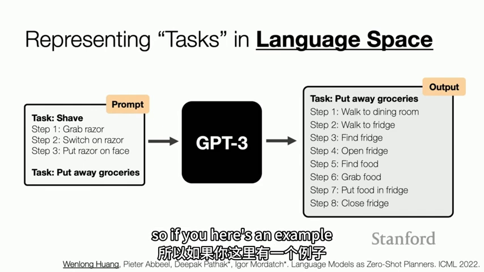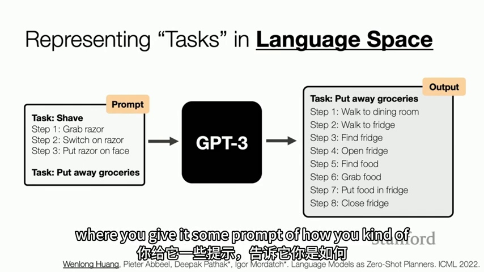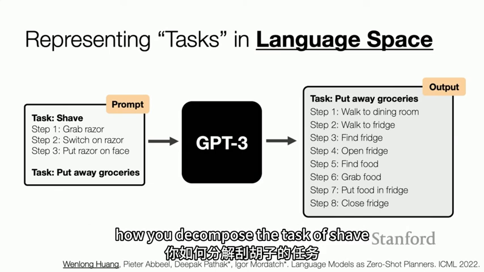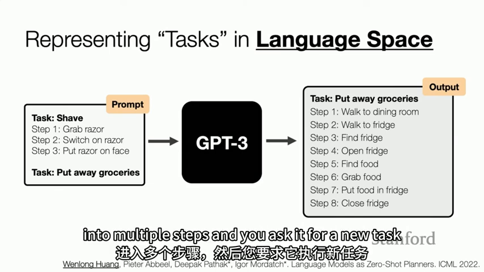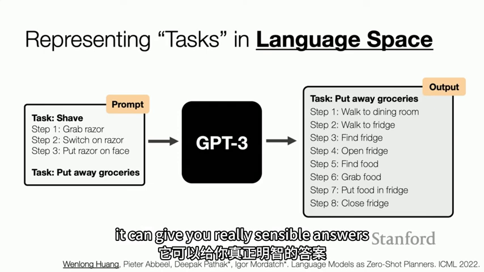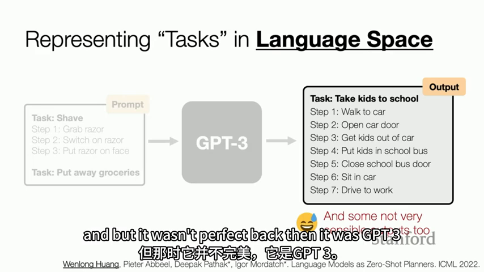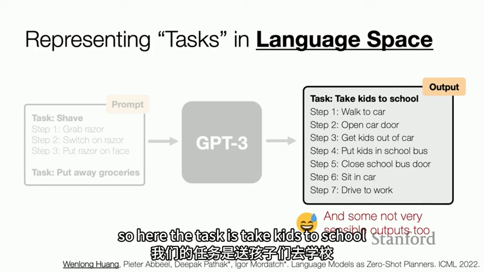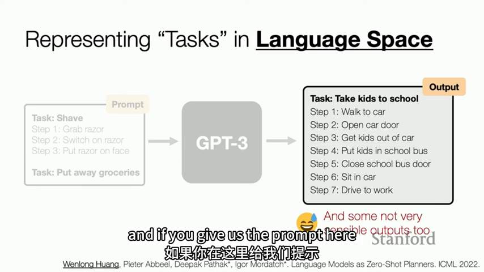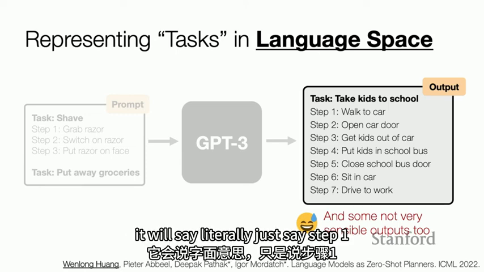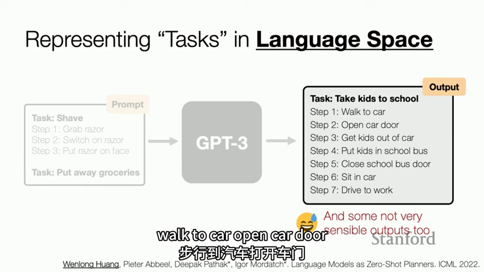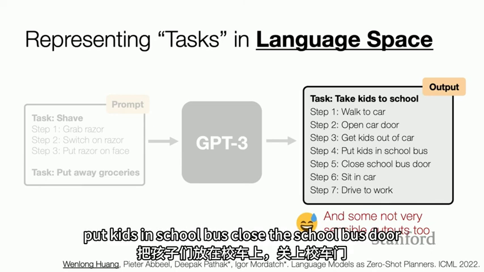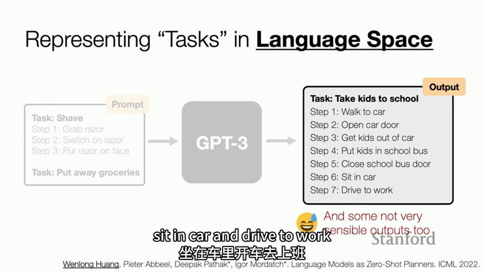Here's an example where you give it a prompt of how you decompose a task into multiple steps, and you ask it for a new task. It can give you really sensible answers. But it wasn't perfect back then. It was GPT-3. This is my favorite one, I think. Here the task is take kids to school, and if you give it the prompt, it will literally say: step 1, walk to car, open car door, get kids out of the car, put kids in school bus, close the school bus door, sit in car, and drive to work.